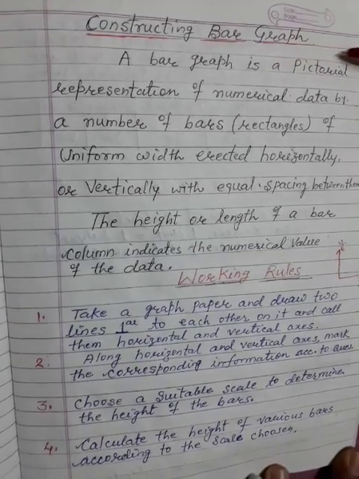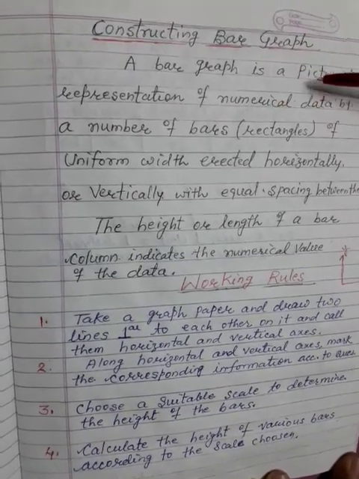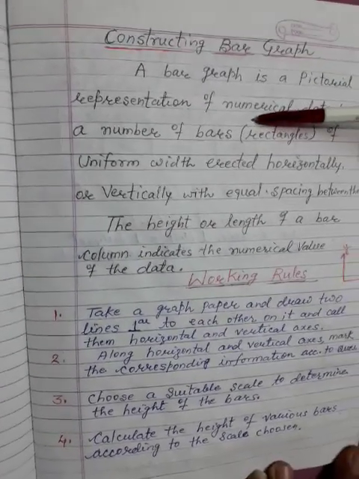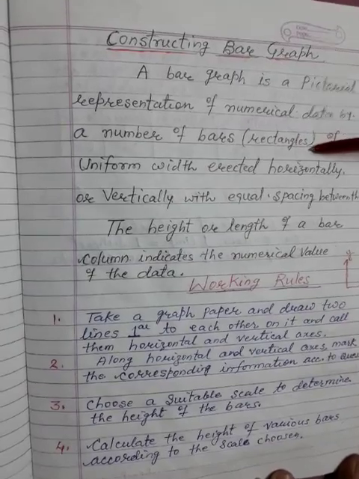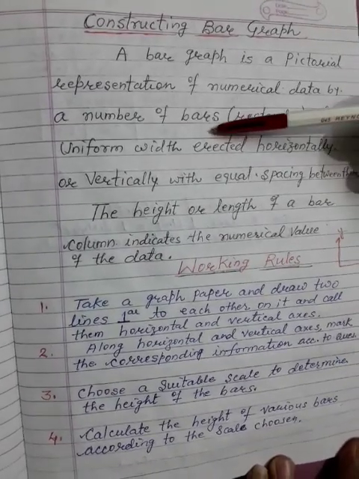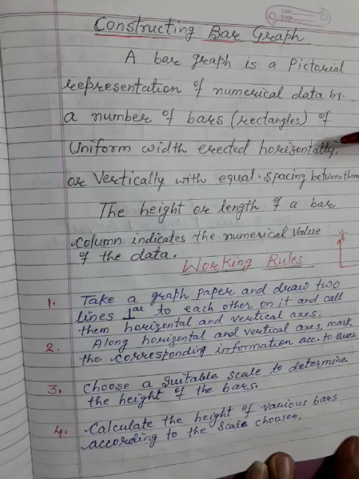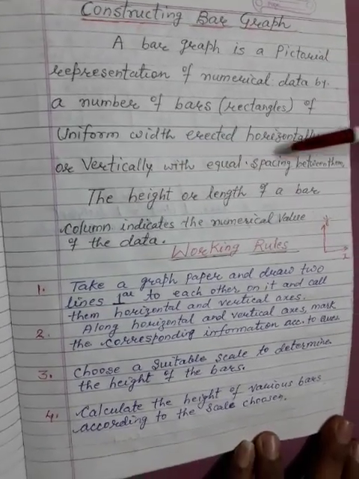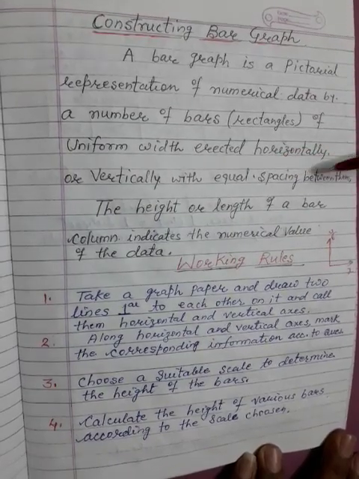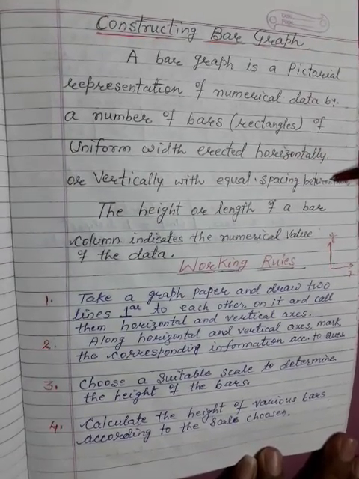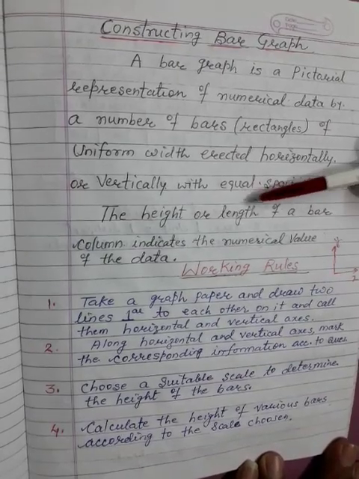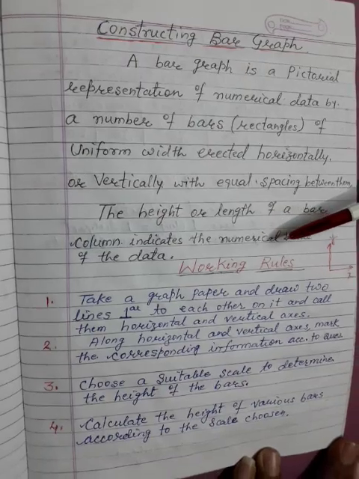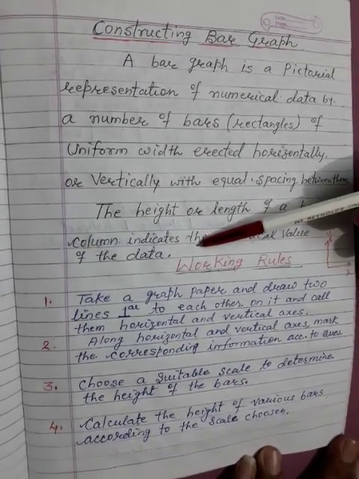A bar graph is a pictorial representation of numerical data by a number of bars in the form of rectangles of uniform width, erected either horizontally or vertically with equal spacing between them. This is known as a bar graph. The height or length of a bar indicates the numerical value of the data.